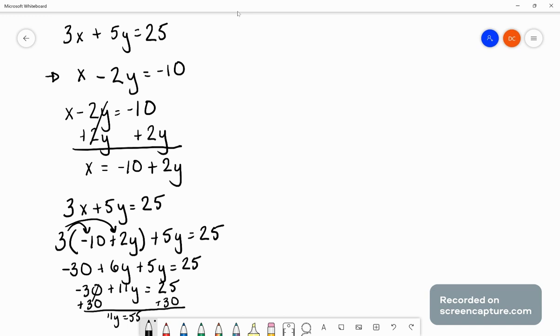All right, so I'm going to go up here. 11y equals 55. We divide by 11 on both sides. And so we get that y equals 5. Okay, we are not done, right? That's what our y equals. We still need to find out what x equals. So this is our y. Now we want to find out our x.